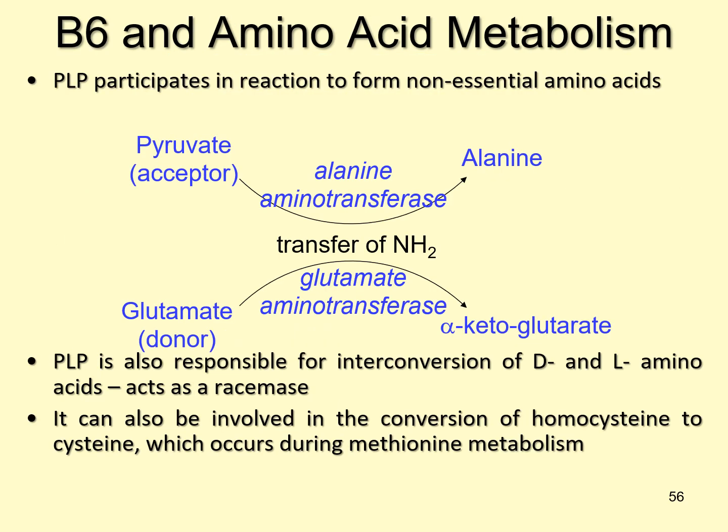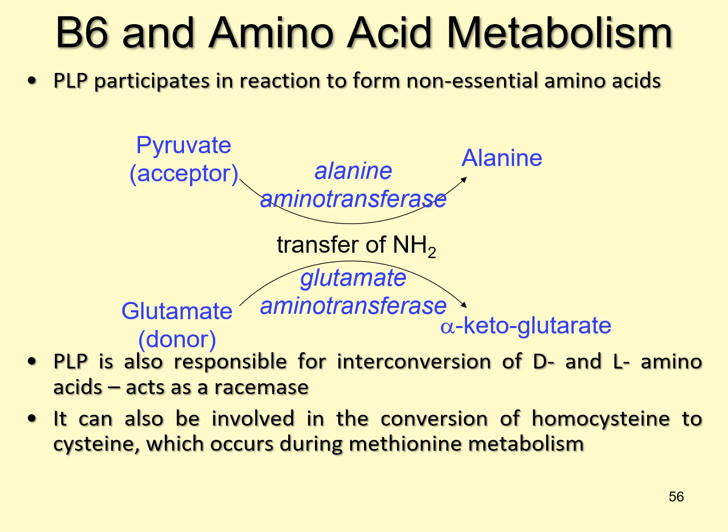So in vitamin B6 and amino acid metabolism, PLP participates in reactions in the formation of non-essential amino acids. Pyruvate acceptor can be converted to alanine in the presence of alanine aminotransferase, and glutamate can be converted to alpha ketoglutarate in the presence of glutamate aminotransferase. PLP is also responsible for interconversion of D and L amino acids, acting as a racemase. Racemase means a racemic mixture, meaning the amount of D and L must be 50-50. It can also be involved in the conversion of homocysteine to cysteine, which occurs during methionine metabolism in our body.